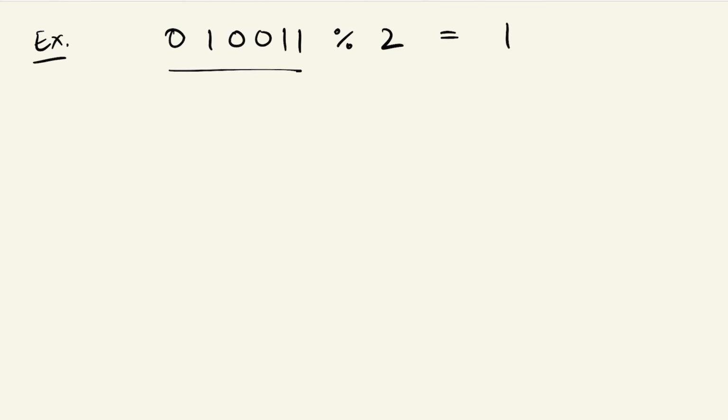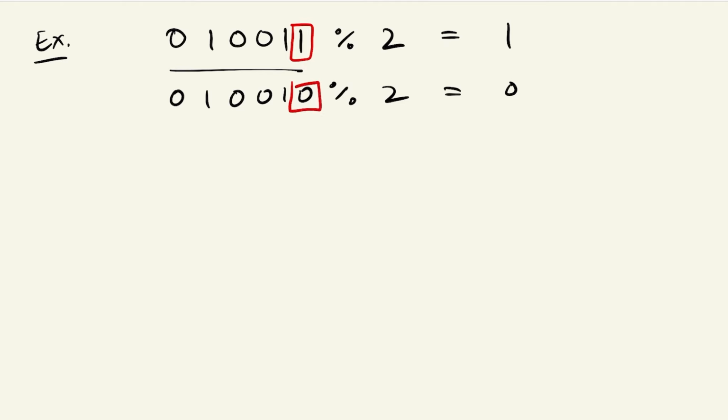And let's say we had the other case, right? 0, 1, 0, 0, 1, 0. If you mod that by 2, we basically get 0. So that's how we can understand what the last element is. And that's basically the differentiating factor, and that's what we're going to add to the result.